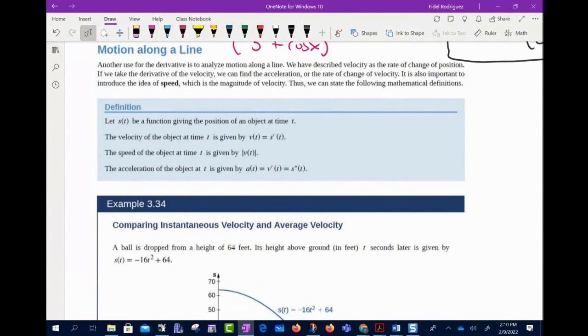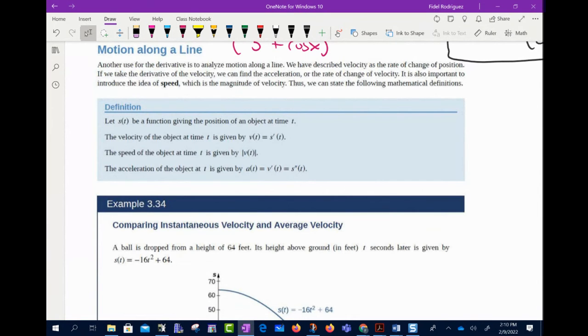So we have something here called motion along a line. It says another use for the derivative is to analyze motion along a line. Velocity is the rate of change of position. So if we take the derivative of velocity, we find the acceleration, or the rate of change of velocity. And we'll talk about speed, which is the magnitude of velocity.